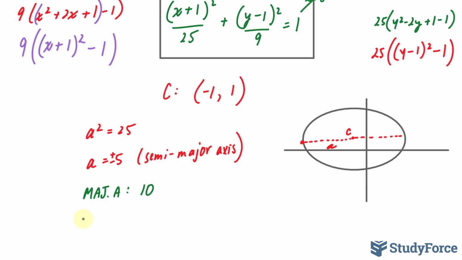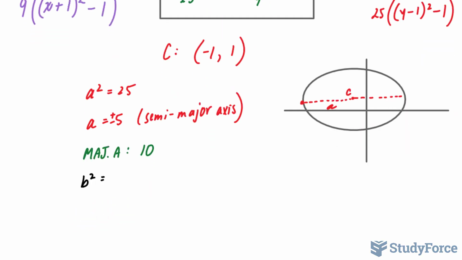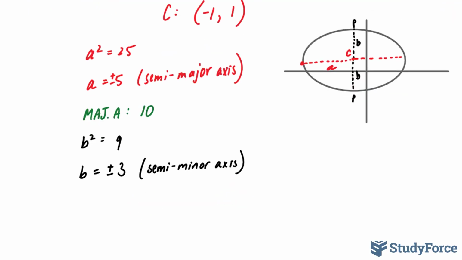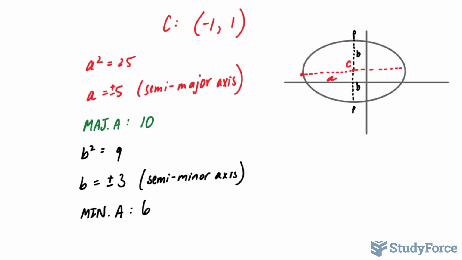Our B value comes from this part. So we have B² = 9. Square rooting both sides, we end up with ±3. And that represents the distance from the center to this point P. And B is also referred to as the semi-minor axis. To find the minor axis, you multiply 3 by 2. Therefore, your minor axis is 6. So far, we have derived many of the traits they're asking us. We found the center. We found the major axis, the minor axis. We found our A term and our B term.